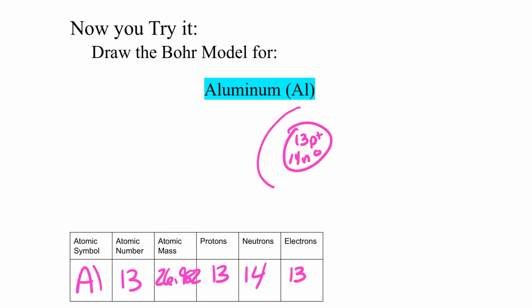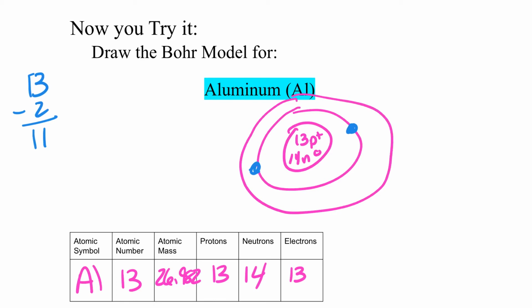And then I'm going to draw my first energy level. My first energy level can only hold 2 electrons. So I had 13 minus 2, I still have 11 electrons. Then I'm going to draw my next energy level. My next energy level can hold 8. So I have 1, 2, 3, 4, 5, 6, 7, 8. Minus 8, and I have 3 left.